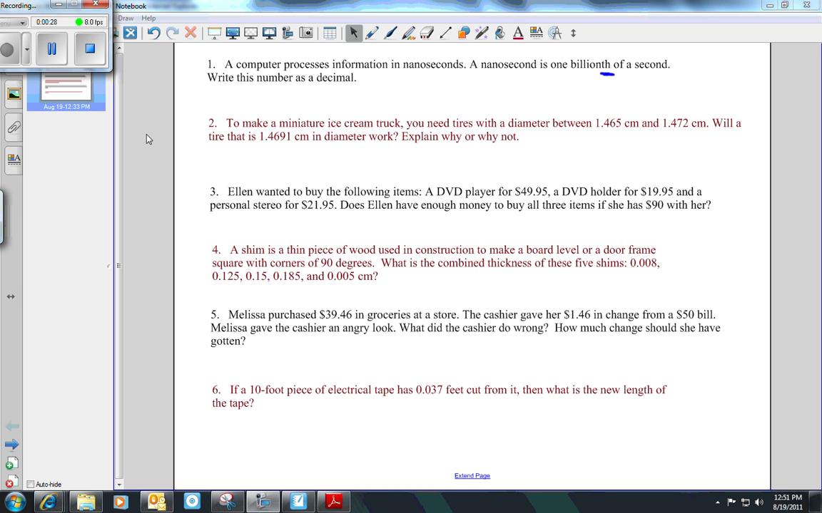and organized. So for number 1, you can number them out 1 through 6. You don't have to write out the questions, but you can number out 1 through 6. Make sure you leave enough space to show any work that you have.